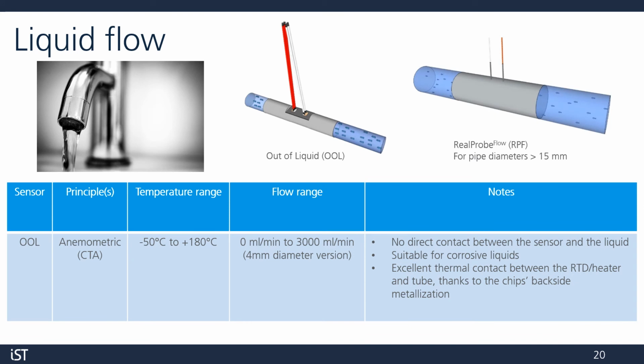If you're working with tubes larger than 15 millimeter, we have another solution called the Real Probe Flow or RPF. This works exactly the same way, except the RTDs are located in probe tips. The probes are mounted inside the pipe or duct. The probes are very similar to IST's Real Probe Temperature Probe, which have very good response time.